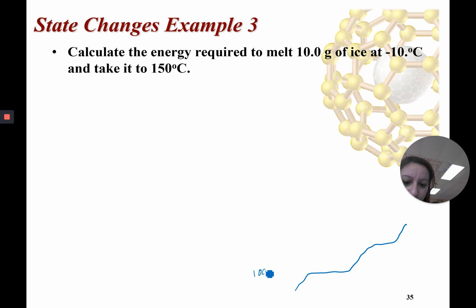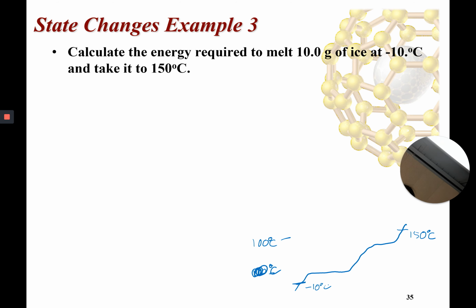So I'm going to plot my, this is 0 Celsius. This right here is 100 Celsius. This is just my heating curve. So I'm going from -10 Celsius all the way to 150 Celsius. Okay, so let's write our steps first. So our first step, we're going from solid at -10 Celsius. We're going to take it to solid at 0 Celsius first. So that's this step right here, right? That is until we get there.